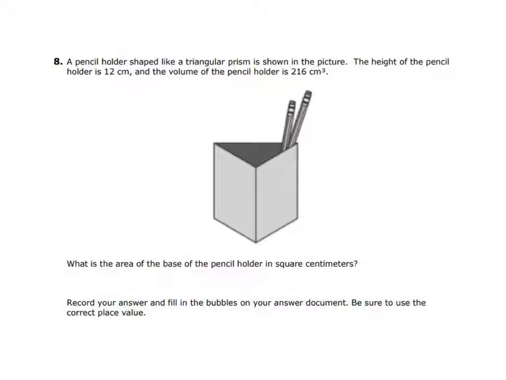Alright, number 8. A pencil holder shaped like a triangular prism is shown in the picture. The height of the pencil holder is 12 centimeters. That means from this point to this point is 12. Again, this is a triangular prism. That means that the shapes of the base here are triangles.